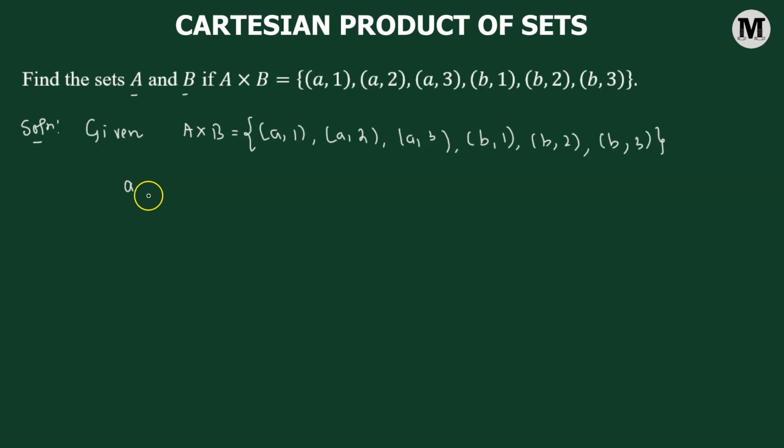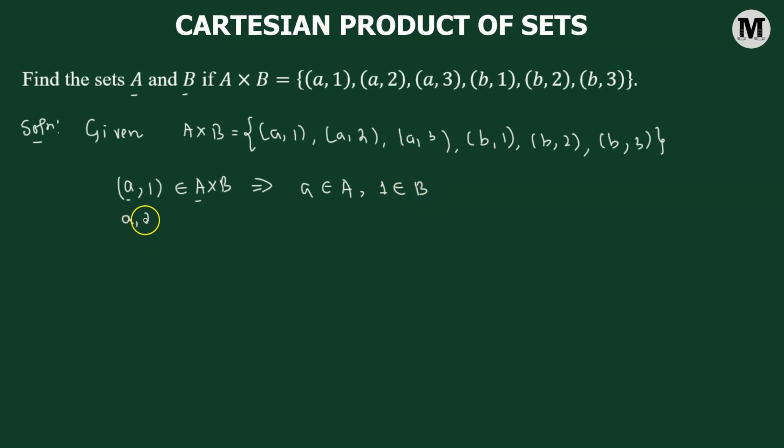Now here we have (a, 1). So we'll start with the first ordered pair. This ordered pair belongs to the Cartesian product of A and B. Now what does it mean? This simply means that the first element a belongs to the first set A, and the second element 1 belongs to the second set, that is B in our case.